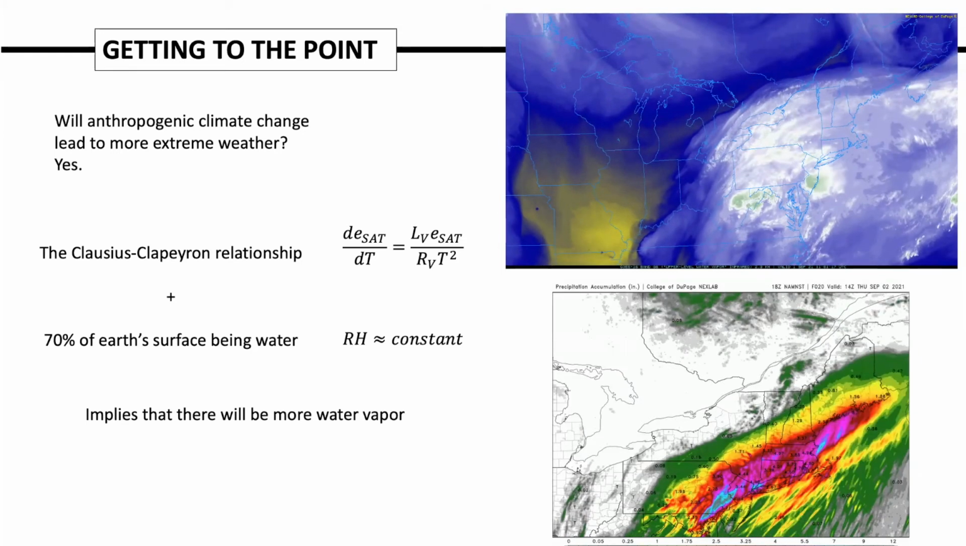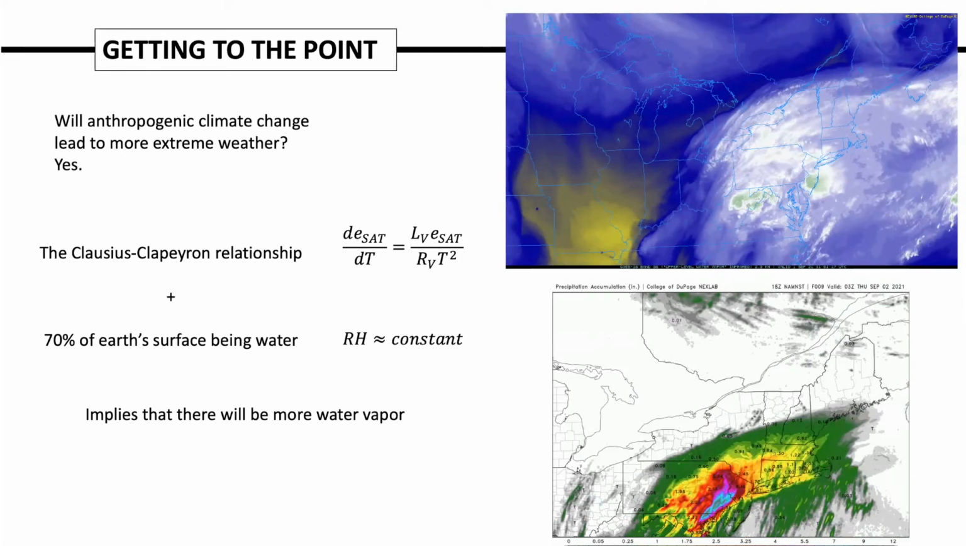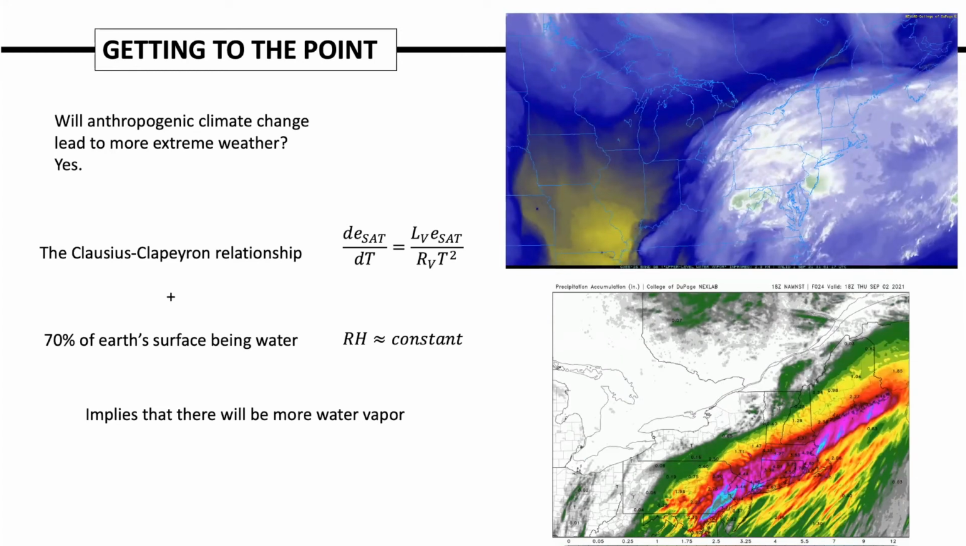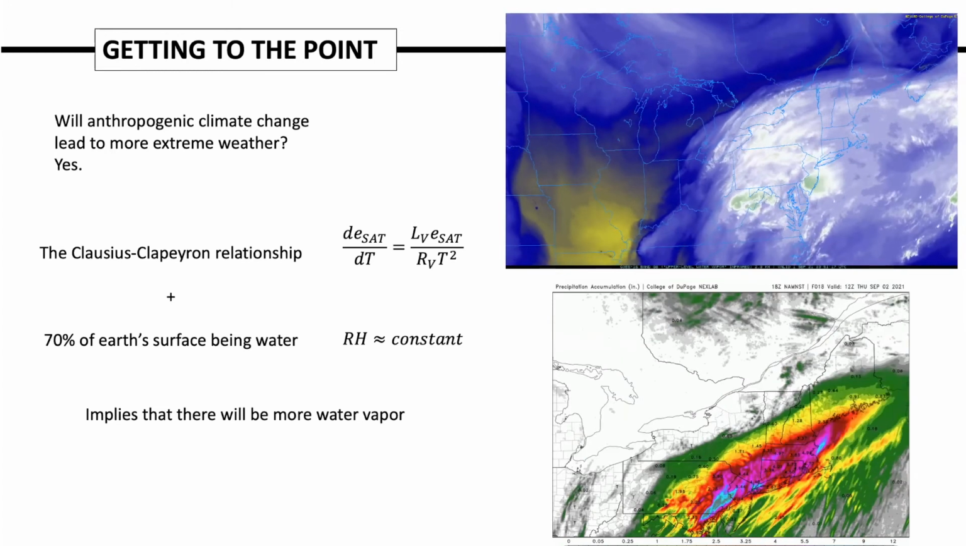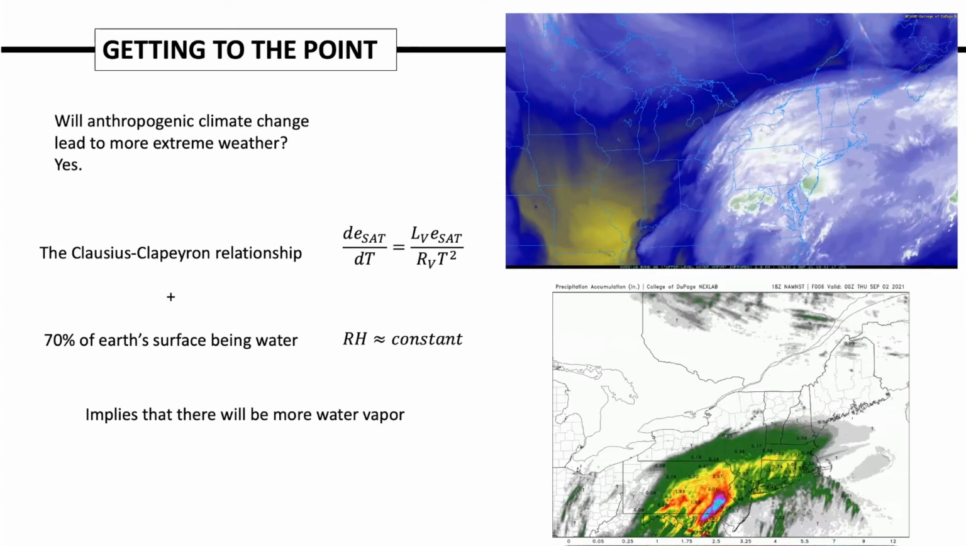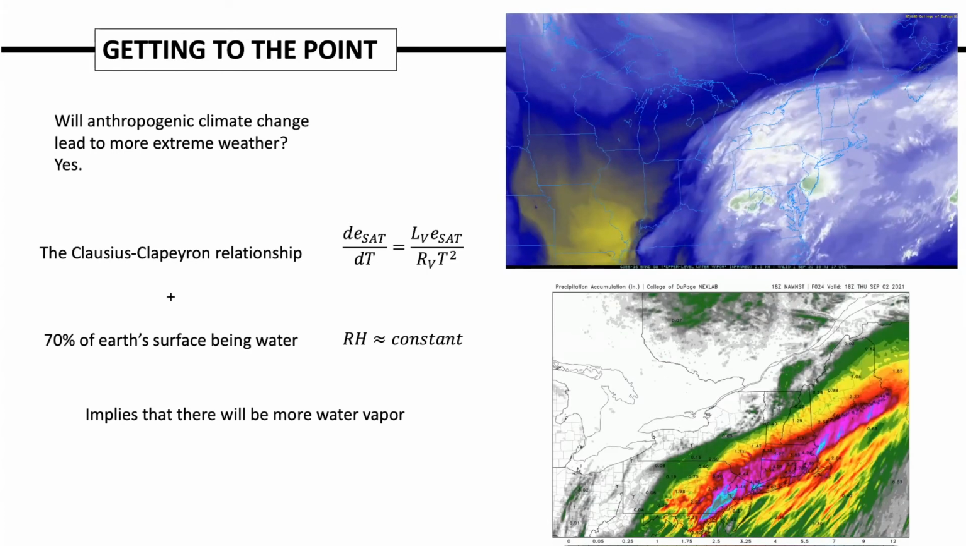And so if you don't change the dynamics of the atmosphere at all, because of the increases in temperature and increases in water vapor, the probability of larger rain events increases. So yes to extreme weather, unfortunately.